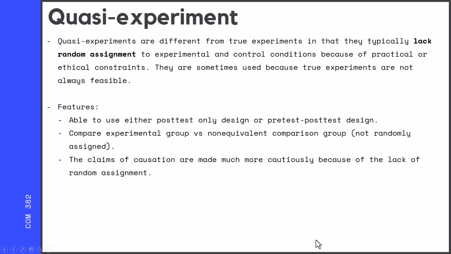The next type of experiment we'll talk about are called quasi-experiments. So the big thing to remember with quasi-experiments is that they generally don't have random assignment, okay? That is what is really, really important and the big difference here, okay? So they lack random assignment to experimental and control conditions because of either practical or maybe ethical constraints. They're sometimes used also because true experiments are just not feasible.